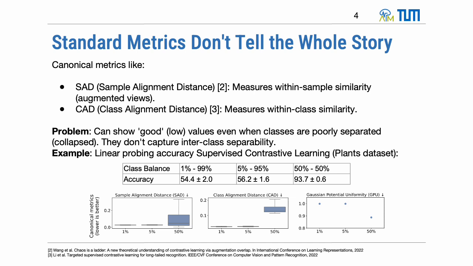So if we take a look, for example, here, we have the linear probing accuracy on one of the datasets that we looked at in the paper. And when you go down to 1 to 99% class imbalance, or even only just 5 to 95%, the linear probing accuracy plummets to 55, 56%, whereas typically if it's balanced 50-50, you get 93.7%. And the sample alignment distance, for example, in the bottom left, the mean is pretty much the same everywhere. And the Gaussian potential uniformity also is quite high everywhere.